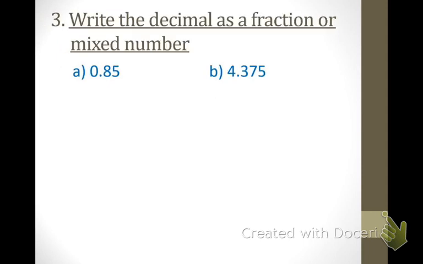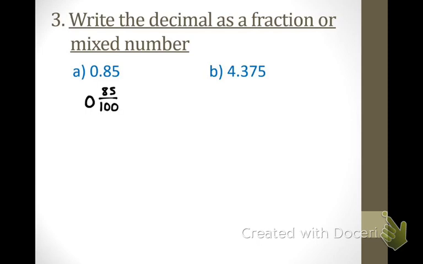Number 3 says write the decimal as a fraction or a mixed number. Can someone tell me, instead of just reading this as 0.85, does anyone know how to read that in a different way? How would you read it? 85 hundredths is exactly what that would be, okay? There are 0 whole numbers, but you can see this is the tenths place and this is the hundredths place, all right? So because of that, it's 0 and 85 hundredths.